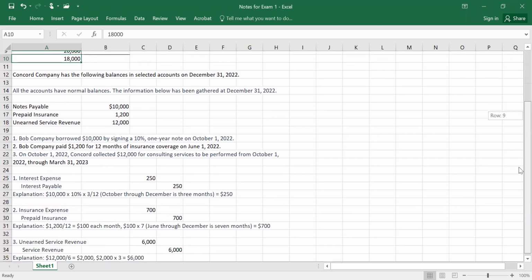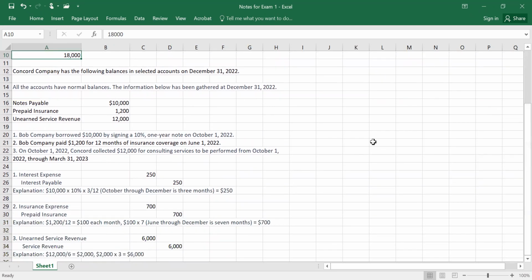This is a brief part of one of the questions. These are just some of the questions you're going to see in an exam question. But this isn't a complete question; there'd be more. I just think these might have been a little harder to understand just because we didn't cover these in depth either. So Bob borrowed 10,000 by signing a 10% one-year note on October 1st, 2022.